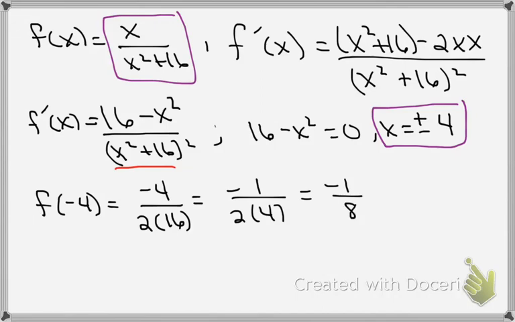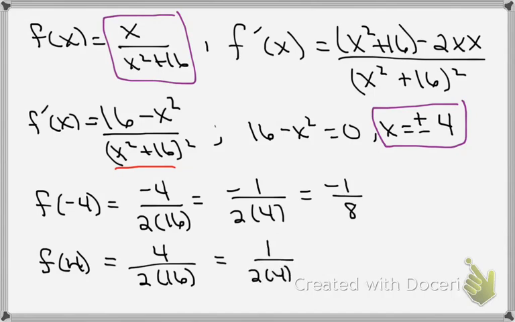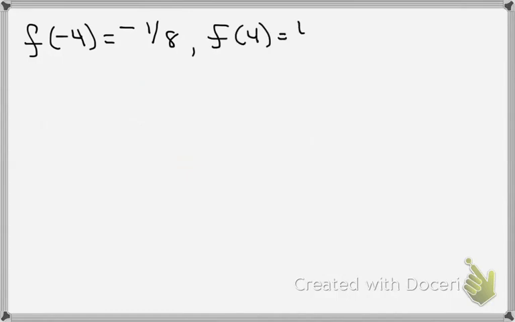All right, and so if I plug in 4, it'll be very similar. It's just going to change the sign, so that's going to be 4 over 2 times 16, and that will be minus 1. I'm sorry, that's plus 1 now. So 1 over 2 times 4, which is 1/8. All right, so f of minus 4 is minus 1/8. F of 4 is 1/8.